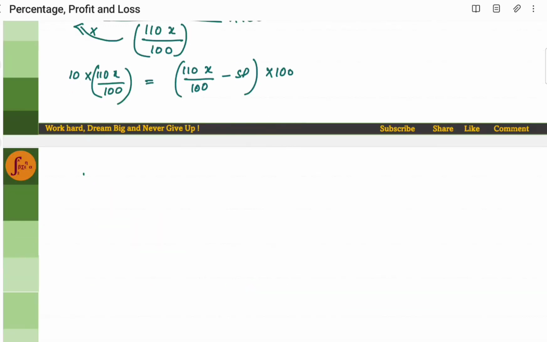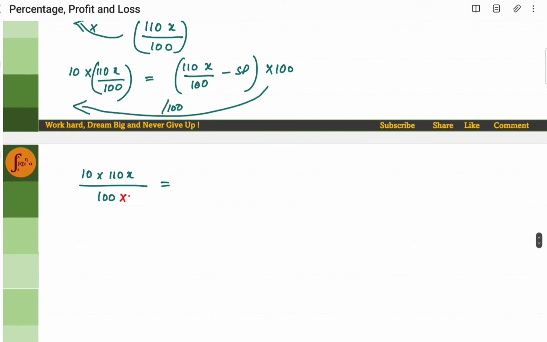We'll get 10 into 110x by 100, which is equal to, I'll bring 100 this side. So this is into 100. So this is in multiplication. So when I shift it, it will become division. It will become by 100.